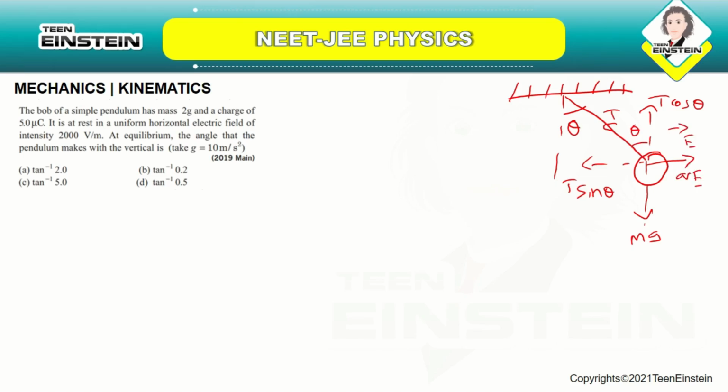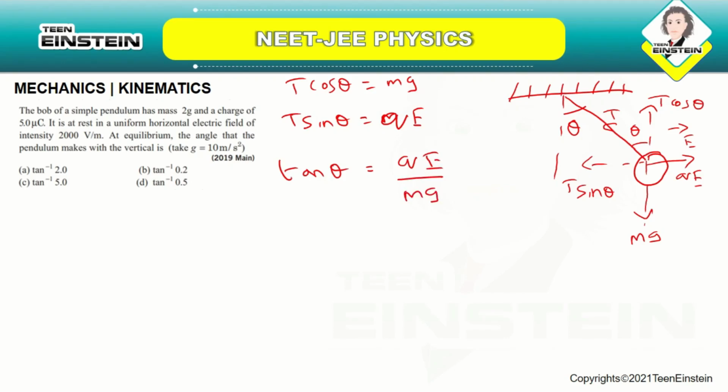Okay, so for equilibrium we have T cos theta equal to mg and T sin theta equal to QE, the electric force. When you divide these two, you will be getting tan theta is equal to QE by mg. Here they are giving you the Q value as 5 microcoulomb or 5 into 10 power minus 6 coulomb, and the E value as 2000, and the m value is 2 grams.